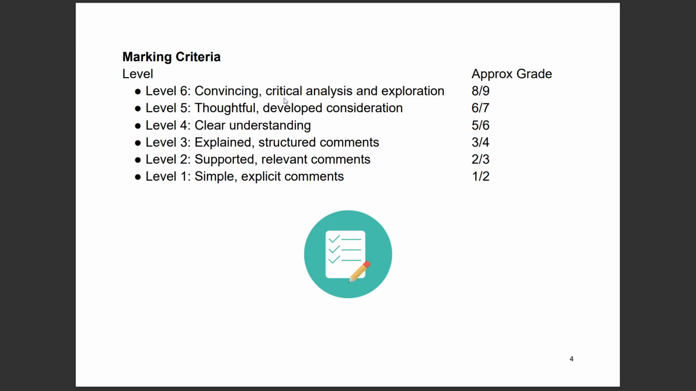So convincing, critical analysis, and exploration. It's really just the next level up. Convincing means that when the examiner reads your work, they are convinced by your argument. Now, they may still not agree with you, but you don't need to worry about that. They are convinced that the points you are making are backed up by the evidence you've given.